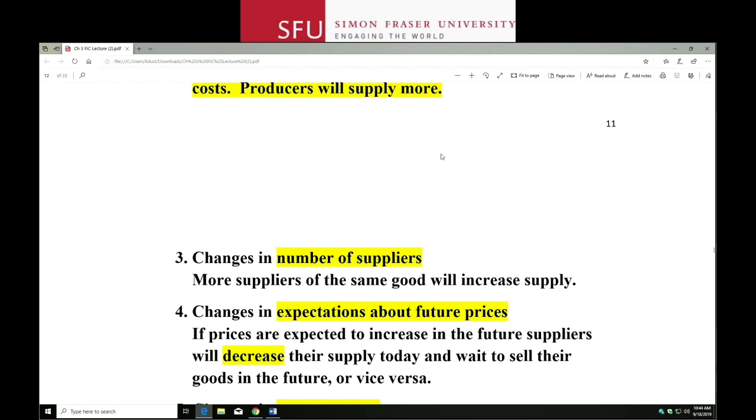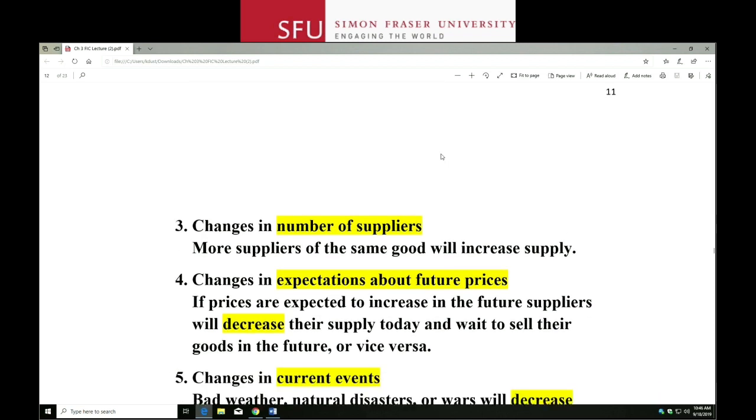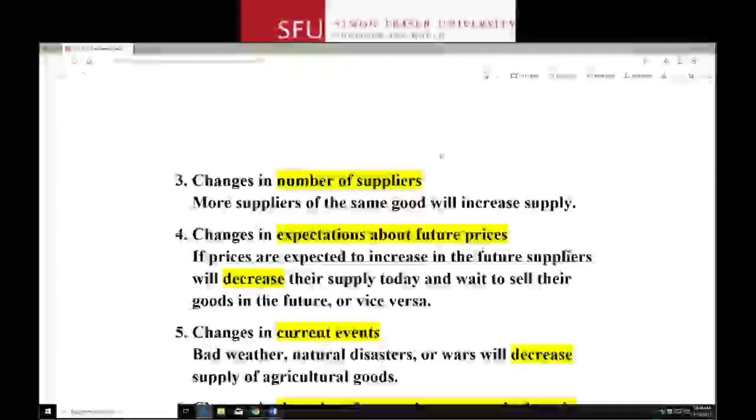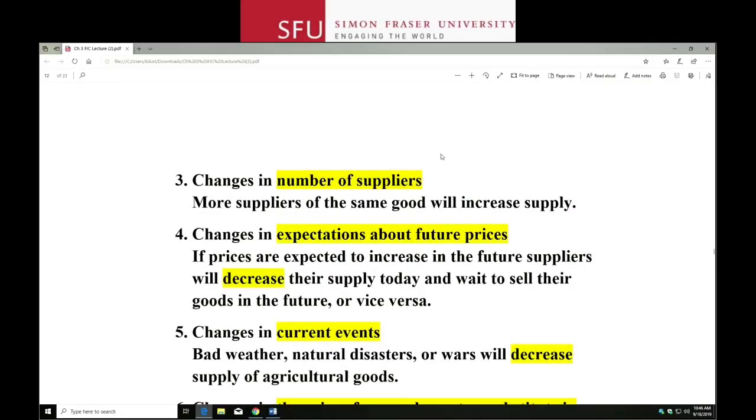Anyway, okay, let's see. Next one is current events. And this can mean a lot of different things because this could be to do with the climate, it could be political things, it could be relationships between countries that are changing, right? A lot of different things can happen that will influence supply.